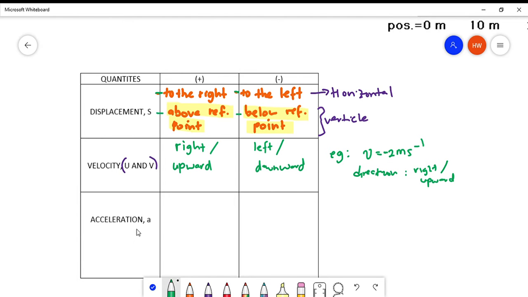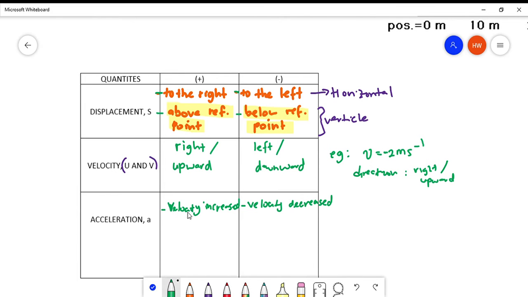Right, for acceleration A, acceleration A also have two reasons when it will be positive. So the first one, it will be positive when velocity increases. And then it will be negative when velocity decreases. Okay. This is the first reason when it will be positive.